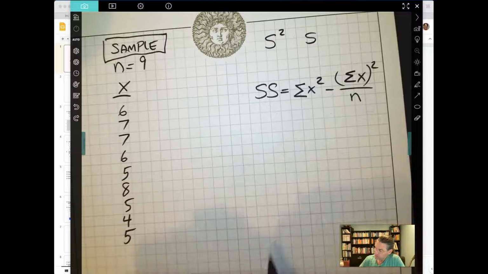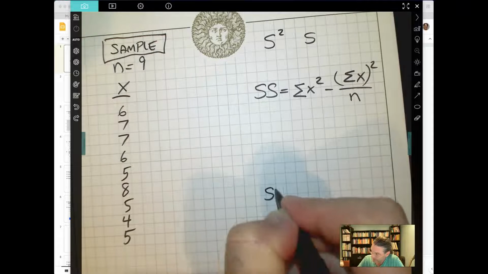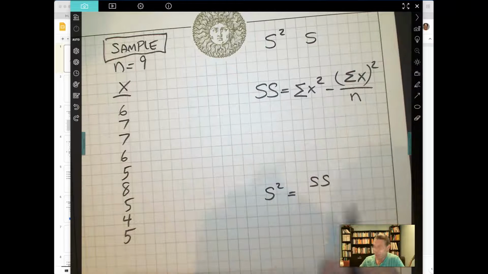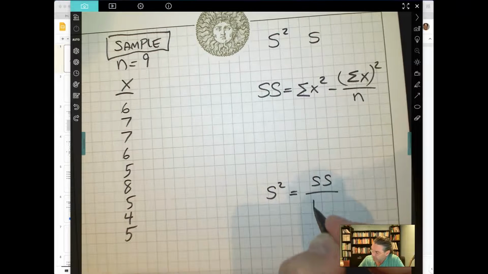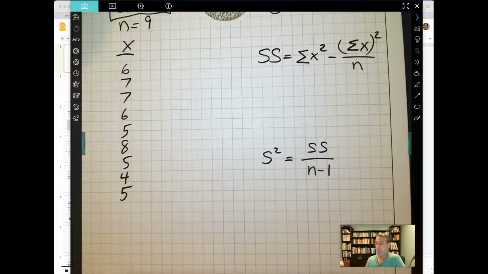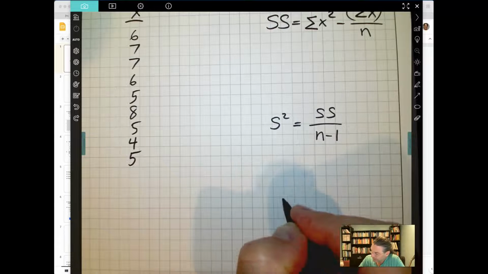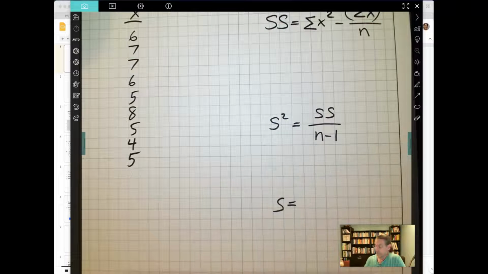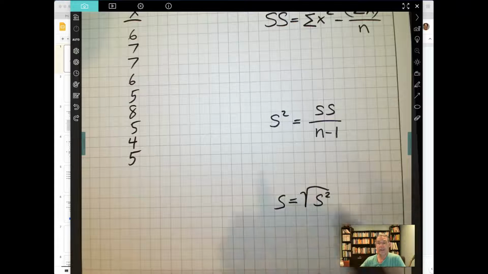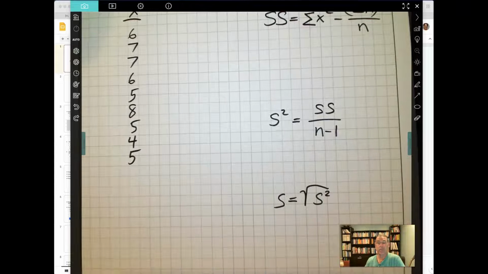And then eventually, once we calculate this, we'll get to the variance calculation. Variance is the sum of squares from that previous step divided by, for the sample, n minus 1. And then once we calculate that, we'll calculate the standard deviation, which is simply the square root of the variance that we just calculated in the previous step.